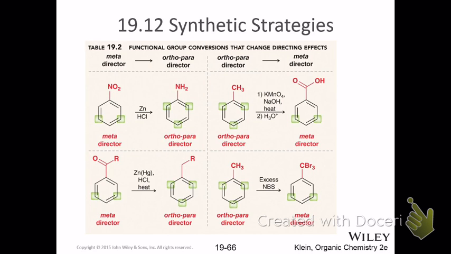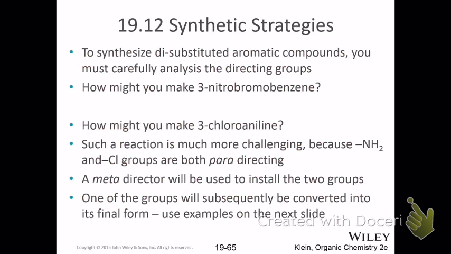Here's a couple of other things, okay? They say, how might you make 3-nitrobromobenzene? Or how might you make, let's do 3-chloroaniline. 3-nitrobromobenzene we've already done, actually. 3-chloroaniline is this. How might you do something like that?